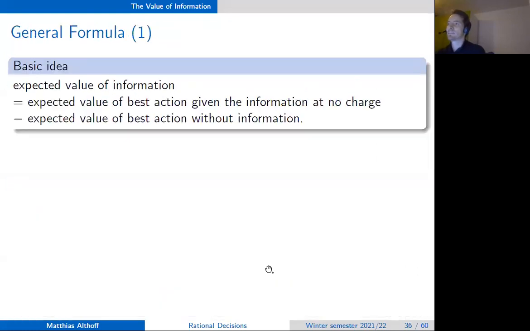So as we've seen in the simple example, the expected value of information is the expected value of the best action given the information without any charge, as if the seismologist works for you without being paid, minus the expected value of the best action without the information. So in this case, without the information of the seismologist.